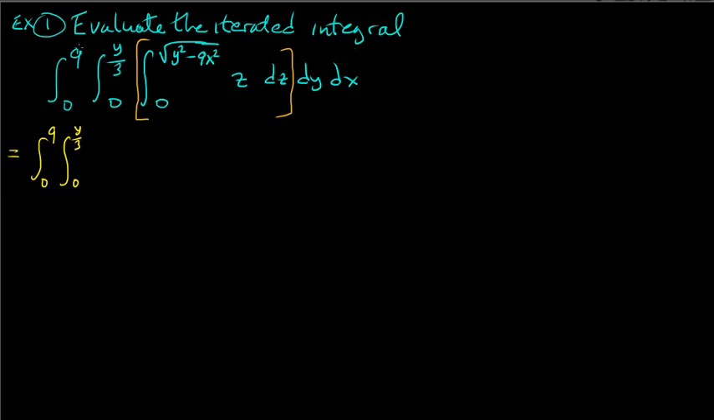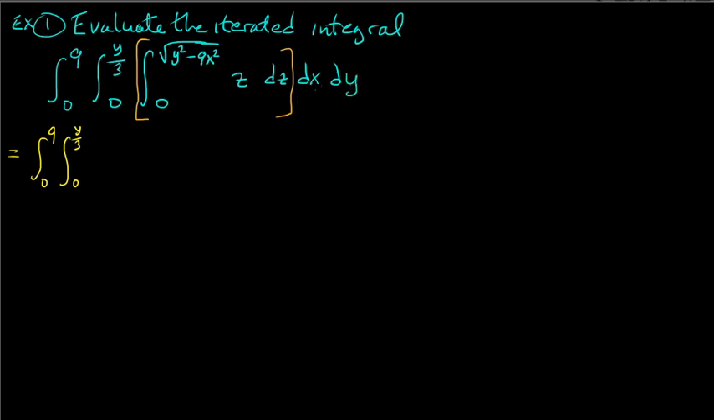Oh, I'm sorry, I mixed up the order here. It's dx and then dy. If you're integrating with respect to y, you can't have y as the upper limit of integration. So the order is dz, dx, dy, not dz, dy, dx. Make sure you realize that. I made that change there.